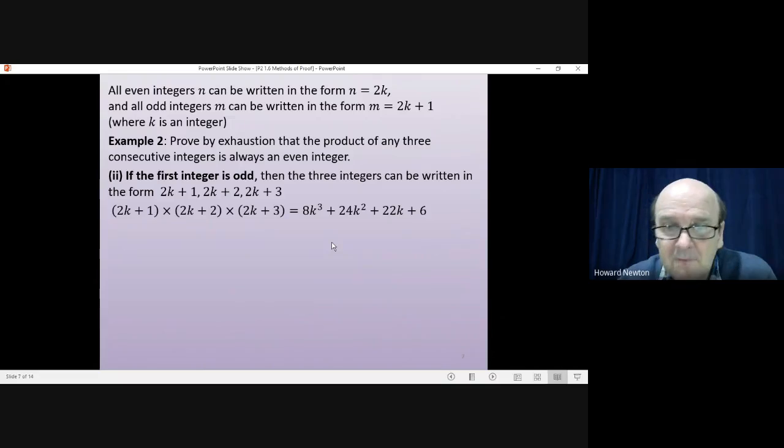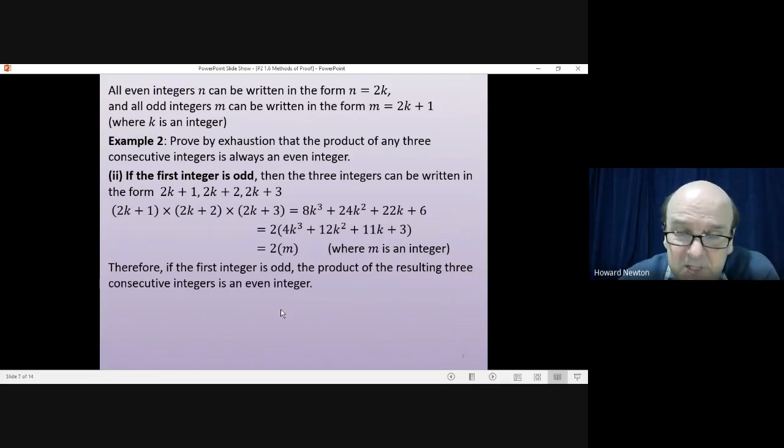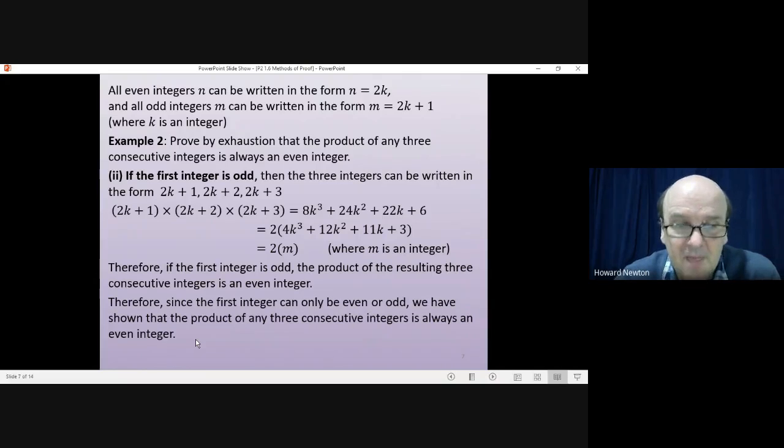Then we divide by 2, factorizing, which gives us 2 into this. And again, 2 3s are exactly 6. So there is no remainder, which means we have something of the form 2 times m, where m must be an integer. What that means is that if the first integer is odd, the product of the resulting 3 consecutive integers will be an even number, 2 times m. Finishing the thing off, therefore, since the first integer can only be even or odd, we have shown that the product of any 3 consecutive integers is always an even integer.